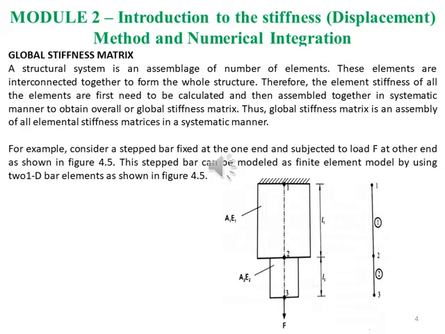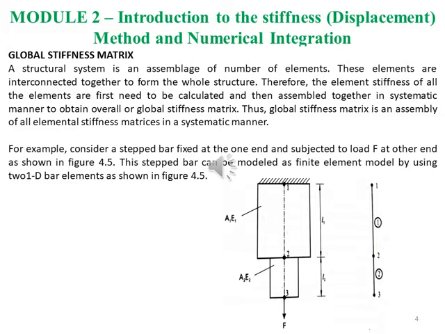Therefore, the elemental stiffness matrix of all elements first needs to be calculated, and then they have to be assembled in a systematic manner in order to obtain an overall or global stiffness matrix. So the global stiffness matrix is an assembly of all elemental stiffness matrices in a systematic manner. Let us consider an example as shown in the figure here.